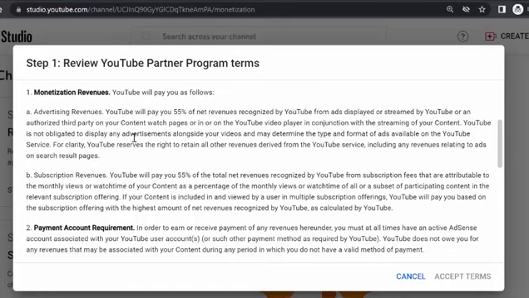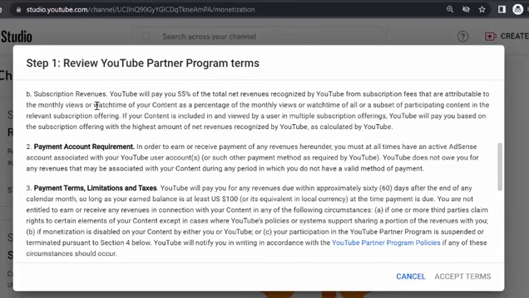party on your content, watch pages, or in or on the YouTube video player in conjunction with the streaming of your content. YouTube is not obligated to display any advertisements along your videos and may determine the type and format of ads available on the YouTube service. For clarity, YouTube reserves the right to retain all other revenues derived from the YouTube service, including any revenues relating to ads on search result pages. Okay.